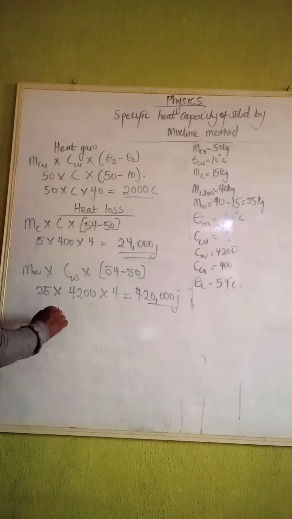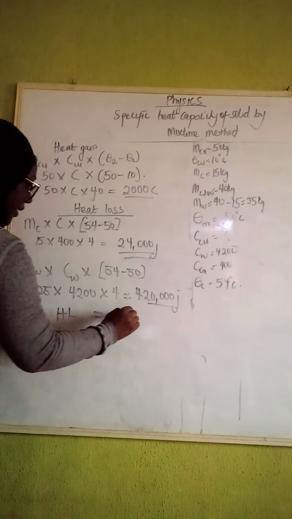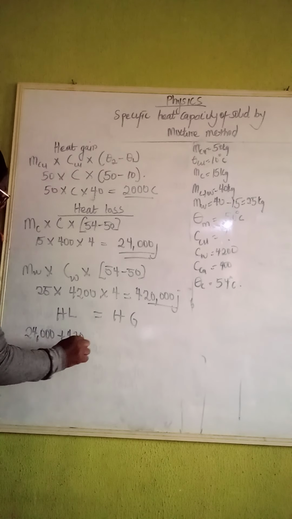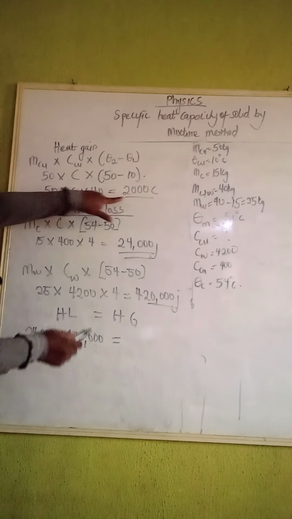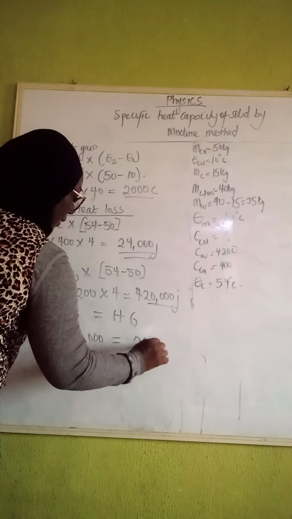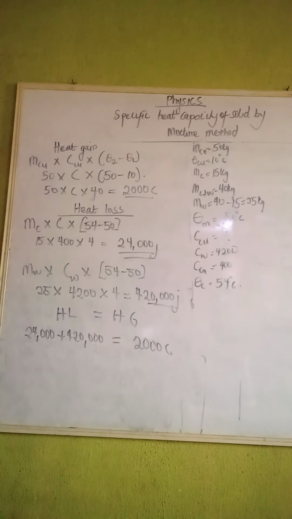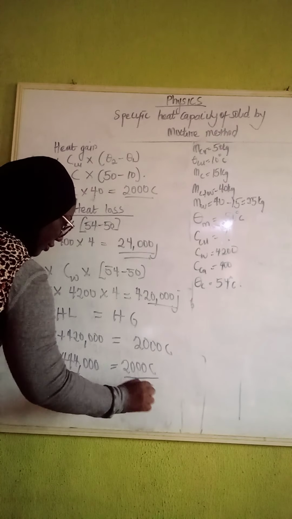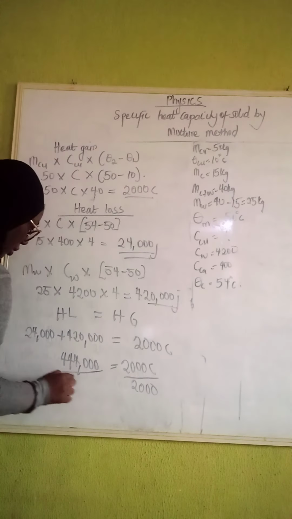Remember, heat loss equals heat gain. So which one is losing here? So we have 24,000 plus 420,000 will give us a total equal to 2,000 C. Yes, they will be equal. So now here we have 24 plus this, that will give us 444,000 equals 2,000 C. Divide both sides by 2,000.